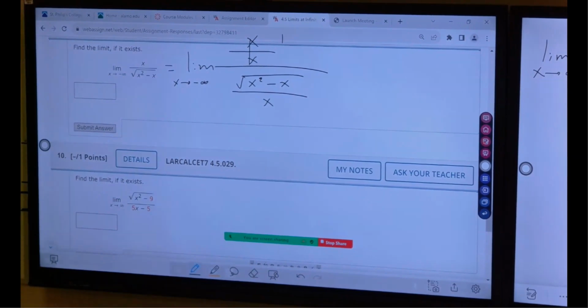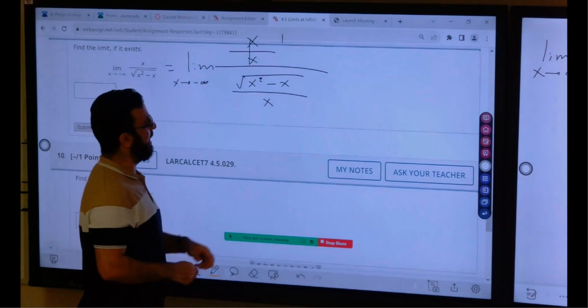How are you gonna simplify it? Multiply. Don't multiply. X to the 1/2. Or the x squared minus x to the 1/2. X squared minus x in parentheses, and then subtract would be like x to the negative. Okay, you can do that.